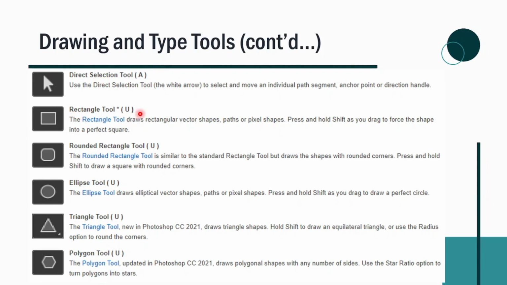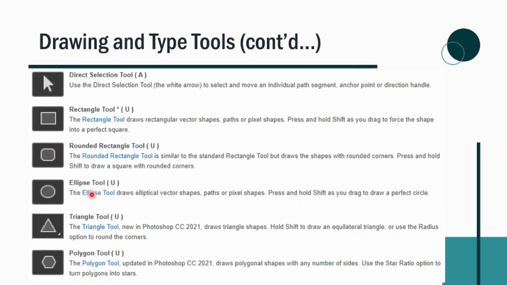Rectangular tool. This falls under shapes, and its keyboard shortcut key is the letter U. The rectangular tool draws rectangular vector shapes, paths, or pixel shapes. Or press and hold Shift as you drag to force the shape into a perfect square. So if you want a perfect square, just press and hold Shift. So remember this one. Rounded rectangular tool, just the same as this one. It's just rounded, without edges.